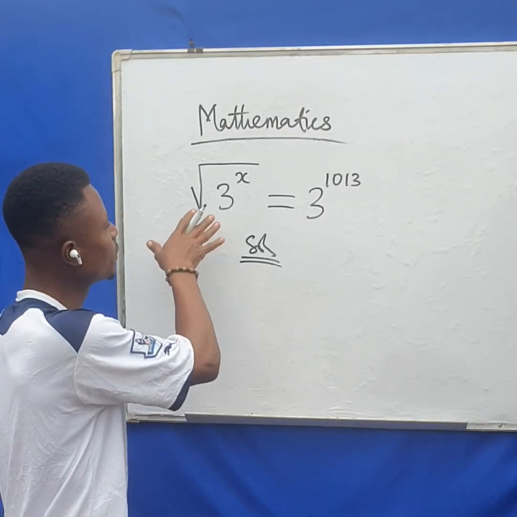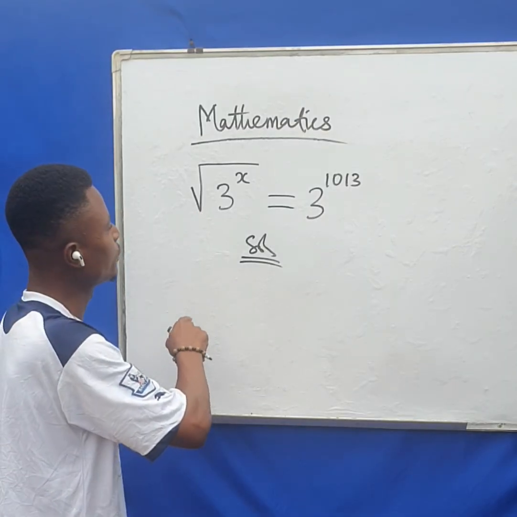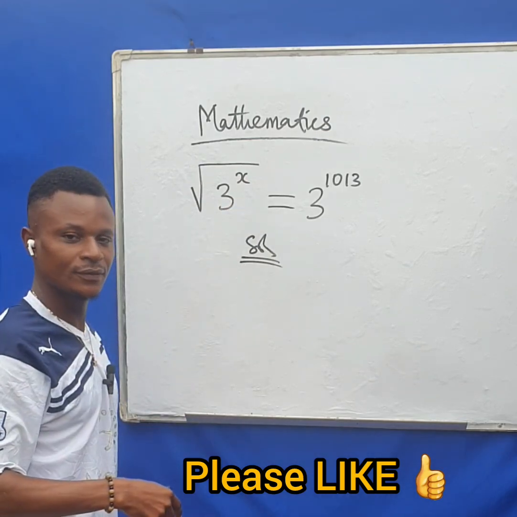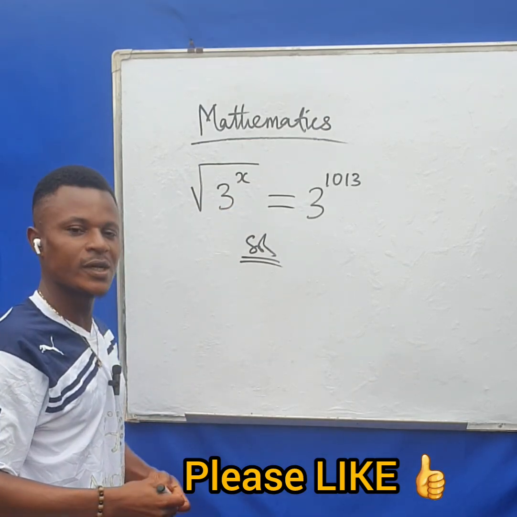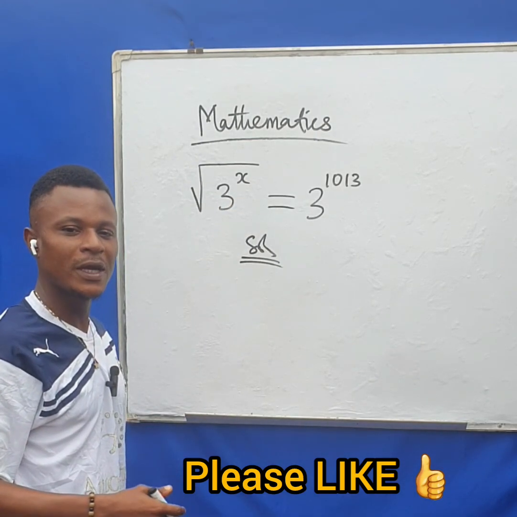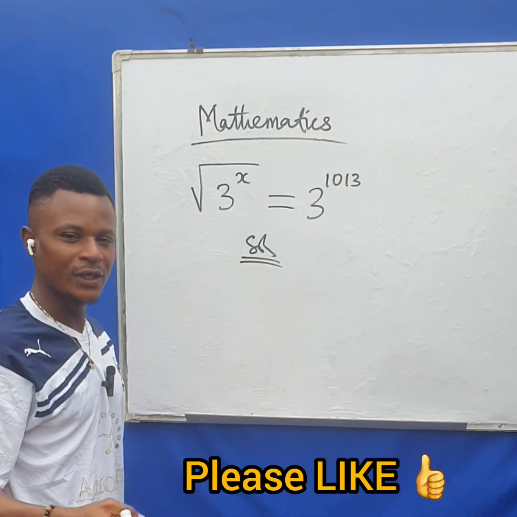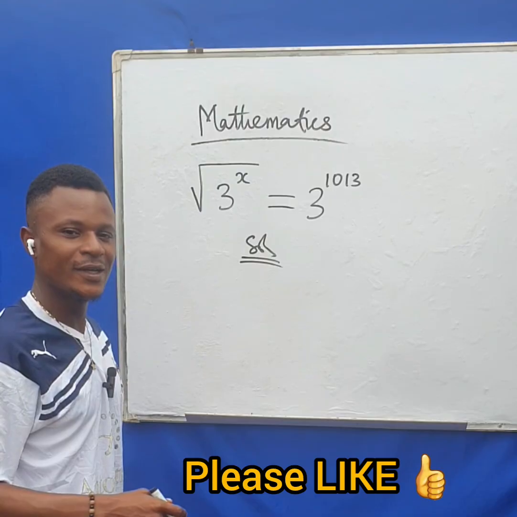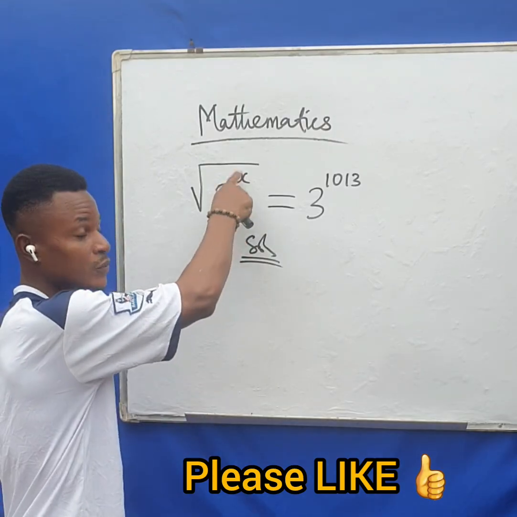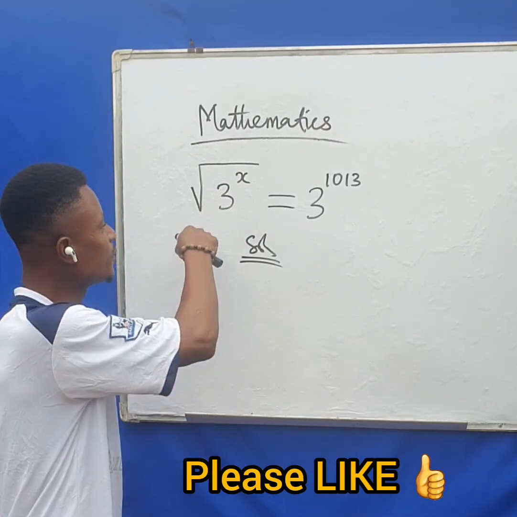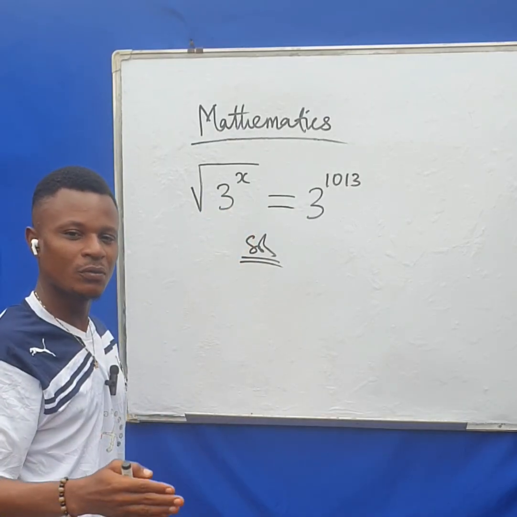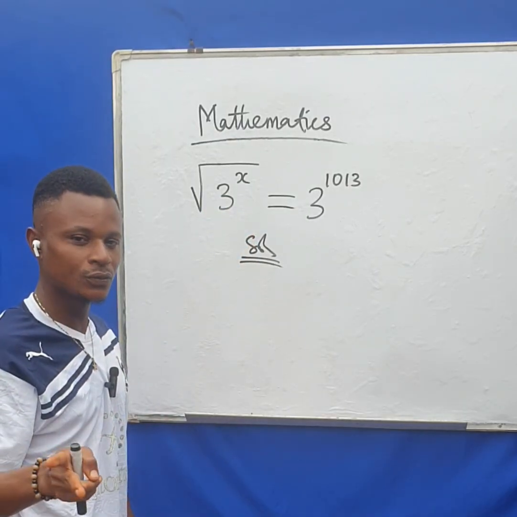If you look at the left-hand side of the equation, you can see that this 3 raised to the power of x is inside this square root sign. Because it is inside the square root sign, we are going to apply something called root power law of indices. According to root power law of indices, anytime a number is inside a square root sign, just like what you have here, we should simply raise that number to the power of 1 over 2.